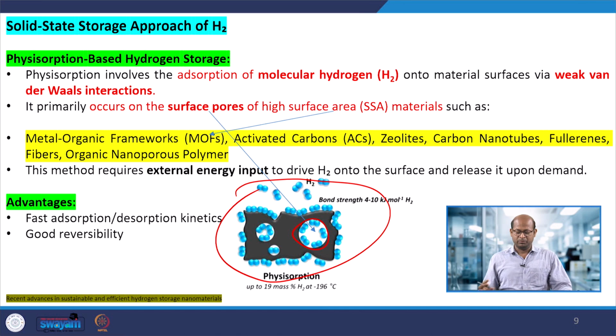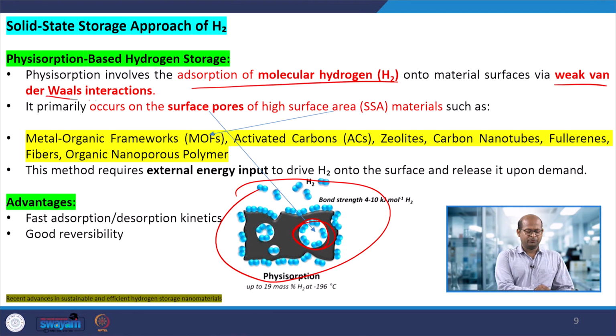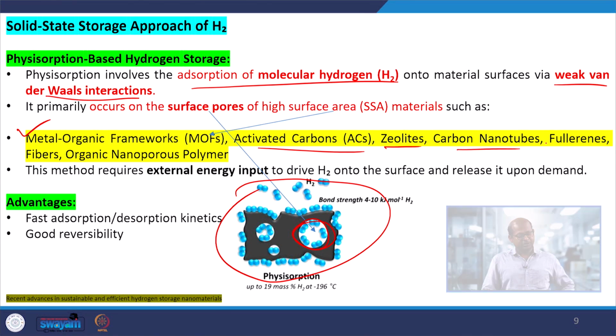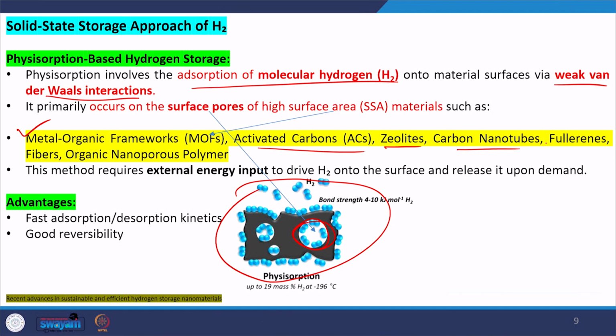So various types of micropores and mesopores are present, and when hydrogen molecules come in contact and remain in those pores, they will be adsorbed through van der Waals force of interaction over the materials having the pores. Okay, so different types of materials, that is MOFs and COPs, are available. Activated carbons, zeolites, fullerenes are the materials that can be used for this particular purpose.